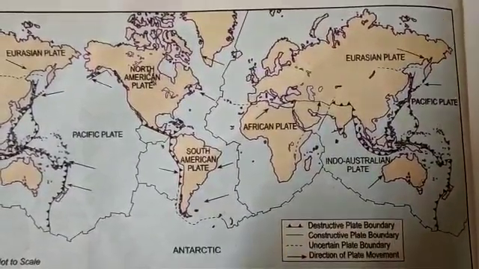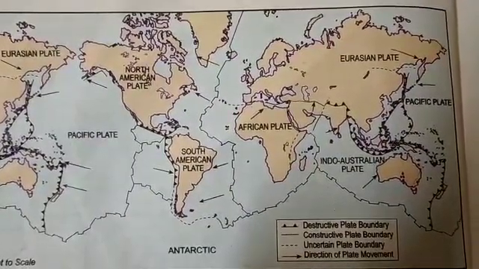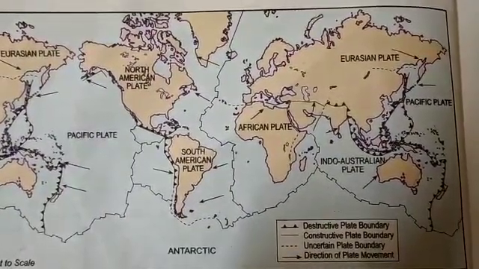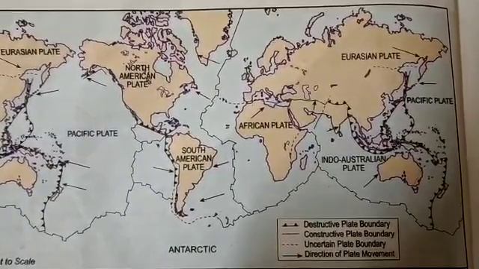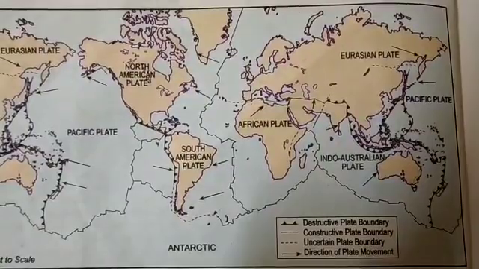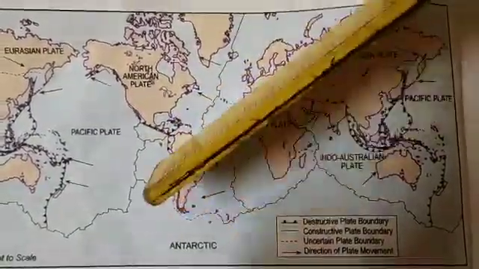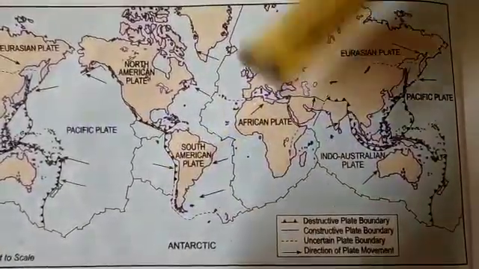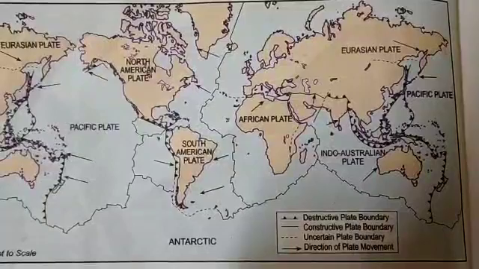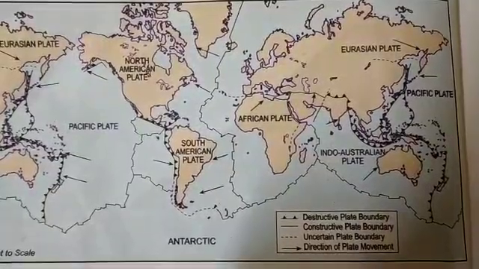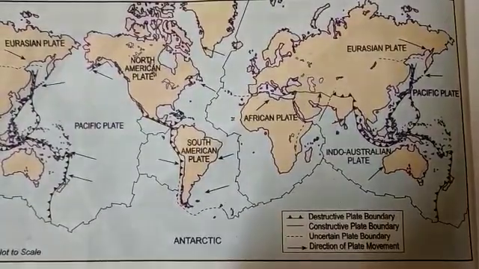These plates move relative to each other, typically at a rate of 5 to 10 centimeters per year. These plates move and interact along their boundaries. The plate boundary is the place where two plates meet, and this is the plate boundary. These are the plate boundaries, where plates converge, diverge, or slip past each other.